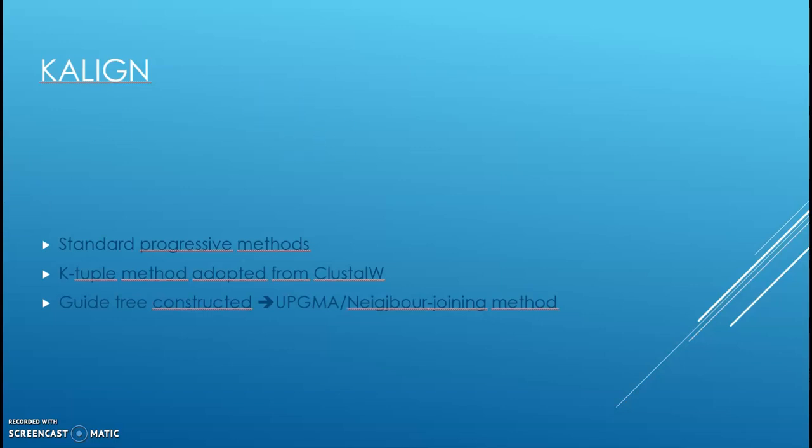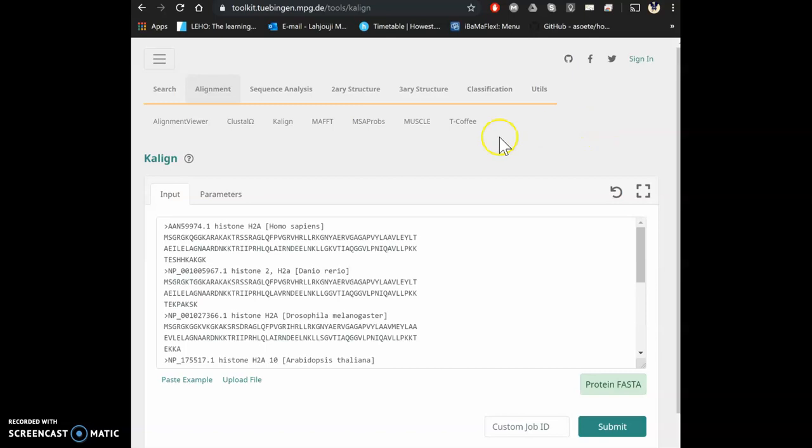KALIGN is yet another good quality multiple sequence alignment algorithm. The algorithm follows a strategy that is very similar to the standard progressive methods for sequence alignment, such as pairwise distances, which are calculated firstly but using a k-tuple method adapted from Clustal W. The guide tree is constructed using either UPGMA or the neighbor joining method, and progressive alignment is completed by following the guide tree.